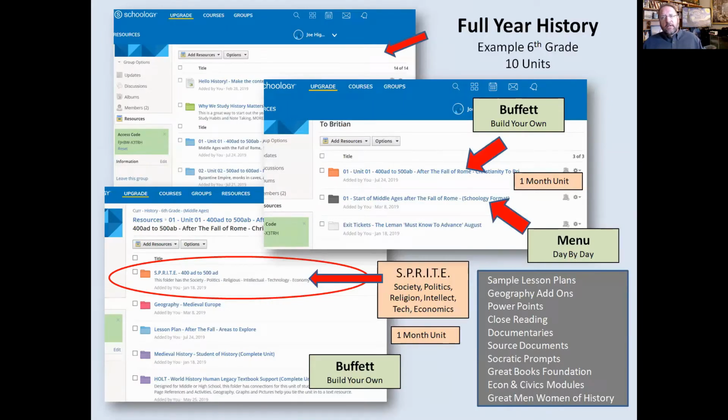Then behind that, so that's a standalone product. You can just take those and run and teach.